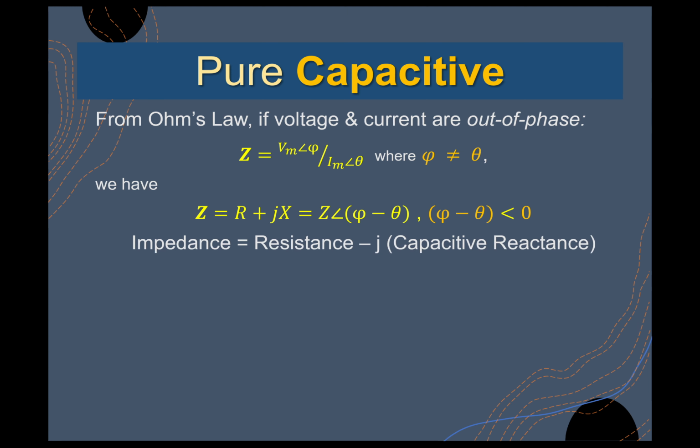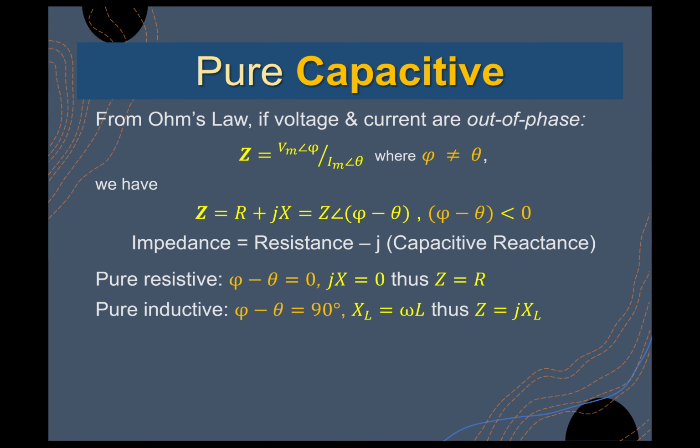That's what we call impedance equals resistance minus j capacitive reactance. Now for a purely capacitive circuit, there's no resistance, so resistance is equal to 0. For a purely resistive circuit, the difference between the angle of your voltage and current is equal to 0. Therefore the reactance is equal to 0, and your impedance is equal to the resistance.